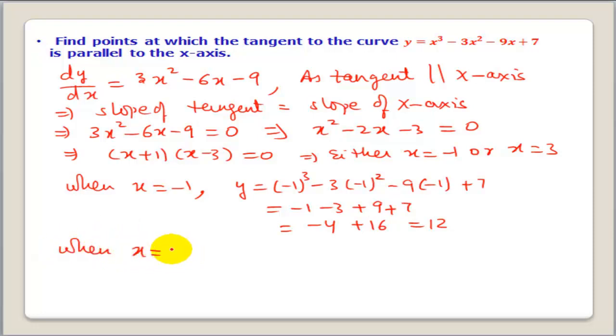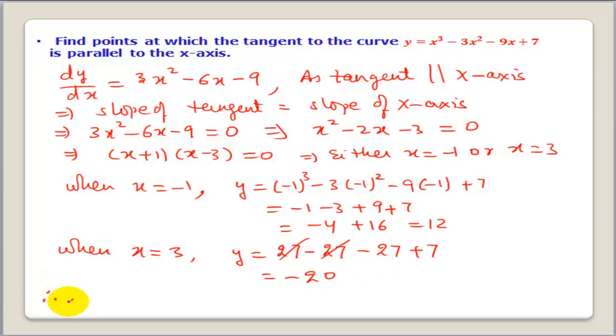In the same manner, we can check for x is equal to 3. When x is 3, y will be cube of 3, that means 27. Then minus 3 times square of 3. Square of 3 is 9, so 9 into 3 is again 27. Then minus 9 into x. x is 3, so 9 into 3 is again 27, plus 7. So these two numbers get cancelled out, plus 27 minus 27. And y is minus 27 plus 7, which is minus 20.